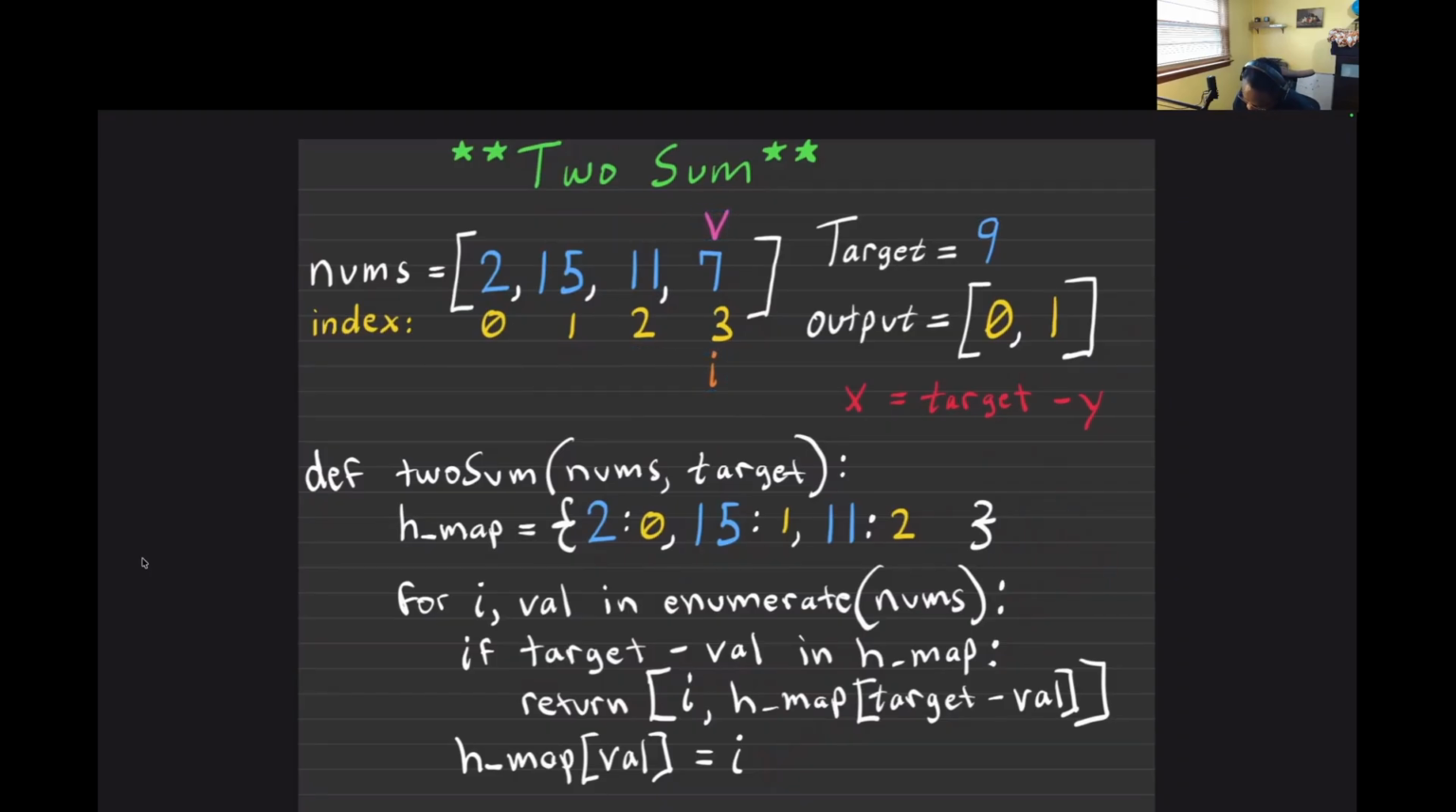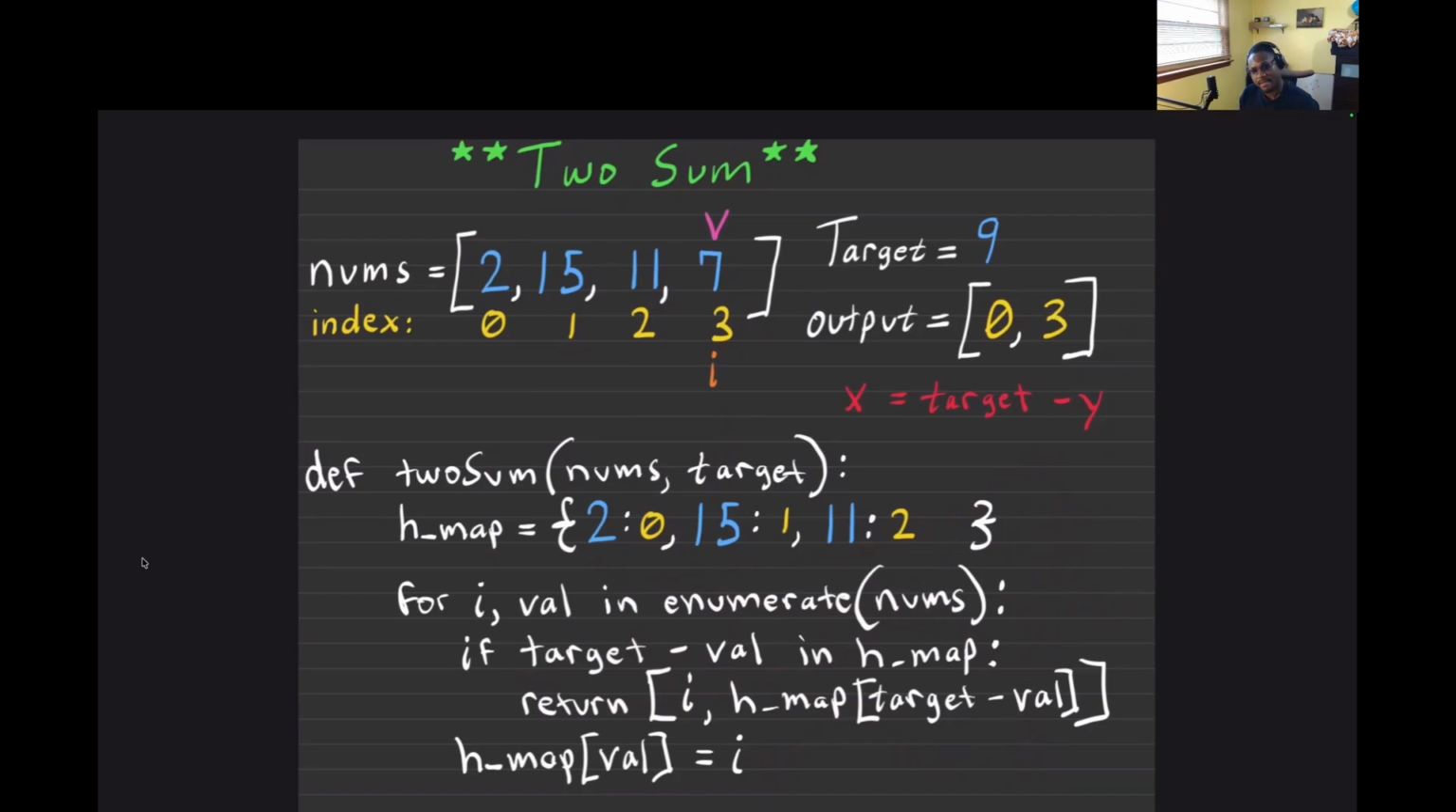Okay, so let's ask this case, okay? So 9 minus 7, is that in our hash map? It is in our hash map, right? Because 9 minus 7 is equal to 2, okay? So then look how we just return I, which is equal to 3, right? I is equal to 3. And hash map of 9 minus 7, which is 2. So hash map of 9 minus 7, that key is here. So we return the value, okay? So let me actually change this because I updated. So in this case, we're going to be returning 0 and 3, right?